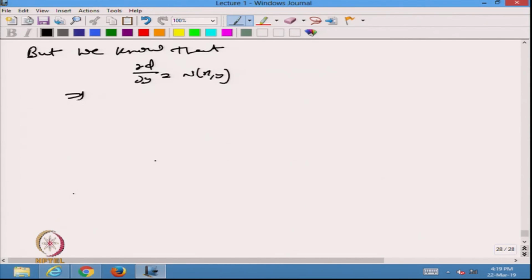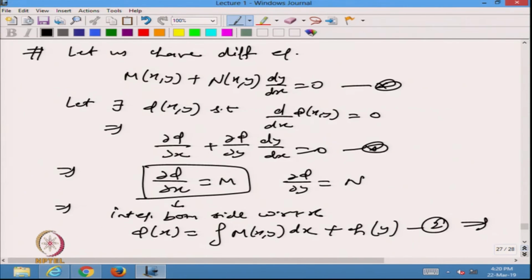So, from here I am again integrating both sides with respect to y. But this is given to me. So, N(x,y) is given to me, phi is also given to me. So, from here I can write del M by del y dx plus h dash y, because now I have this equation 2.